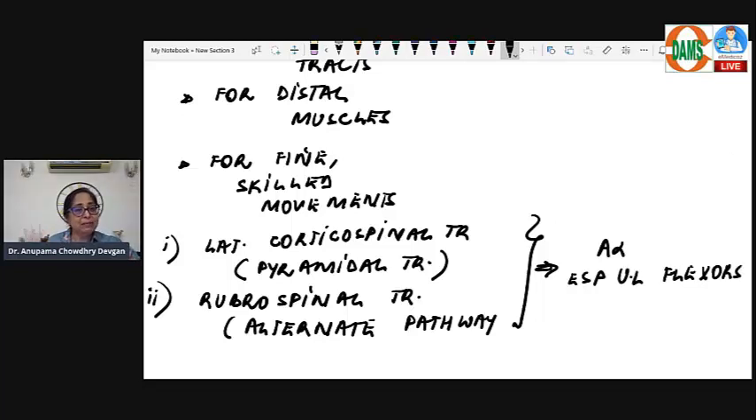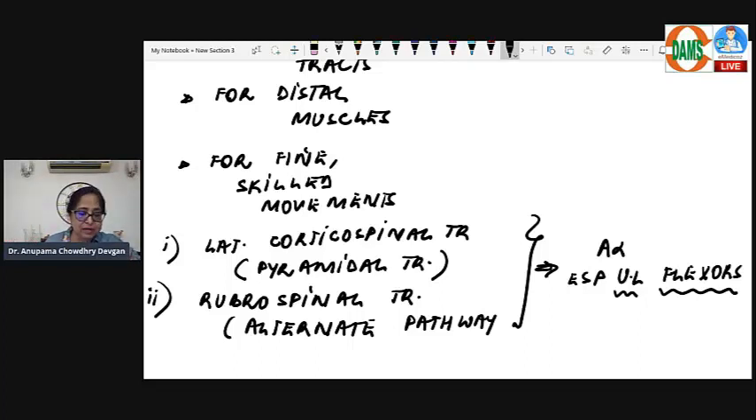Please remember these lateral corticospinal tract and rubrospinal tract will control the A alpha motor neurons of the upper limb, lower limb, flexors, extensors, all muscles. But mainly, especially the upper limb flexors. Upper limb flexors receive a much higher innervation than the other group of muscles, so they receive the highest innervation. So these tracts will supply the upper limb flexors because, like I said, they are involved in fine skilled movement.